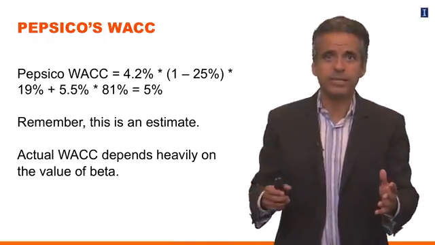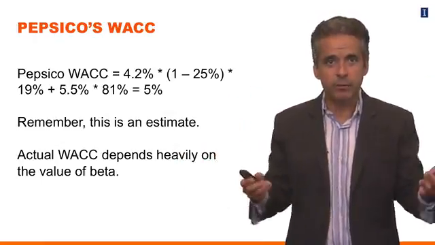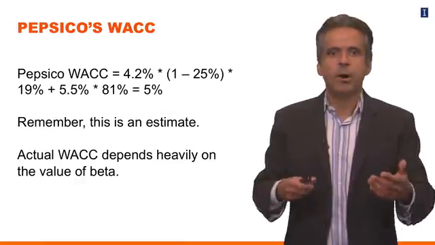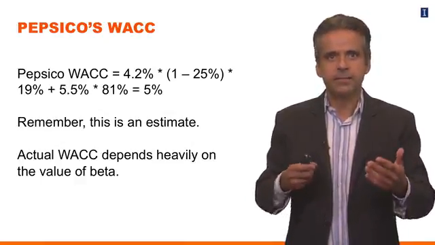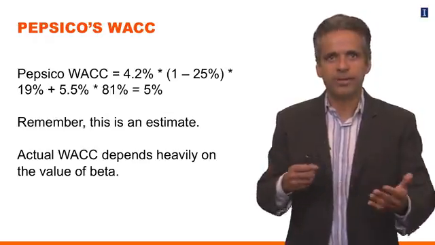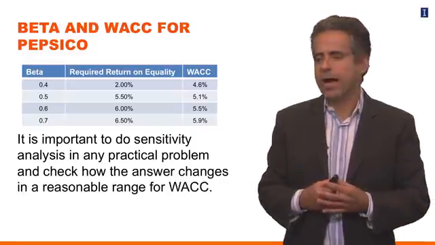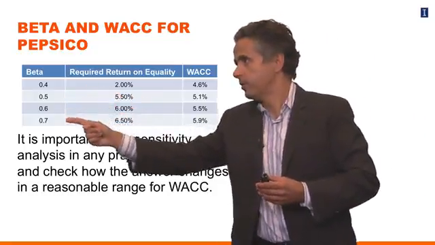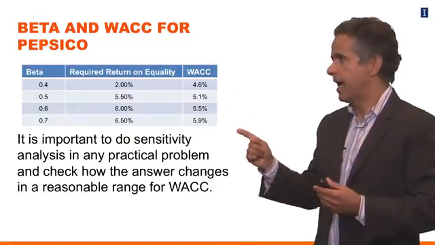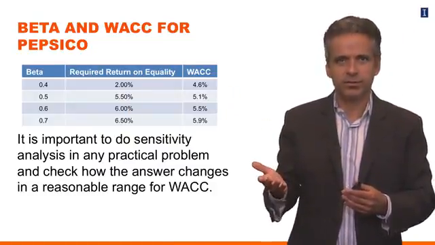The second point is that you have to remember this is not a magic number. We do not have a crystal ball. This depends on estimates. In particular, the WACC is very dependent on the beta, right? If the beta goes up or down, the cost of capital for the company is going to change. So here is a little table for you, right? We were working with a range of 0.4 to 0.7 for the beta, right?